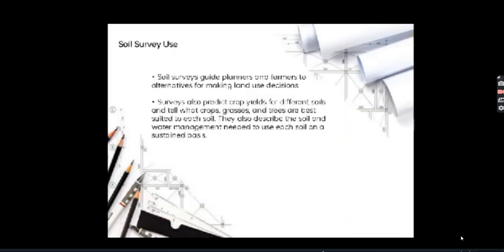Soil survey use. Soil surveys guide planners and farmers to alternatives for making land use decisions. Surveys also predict crop yields for different soils and tell what crops, grasses, and trees are best suited to each soil. They also describe the soil and water management needed to use each soil on a sustained basis.